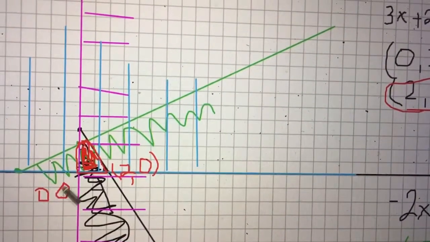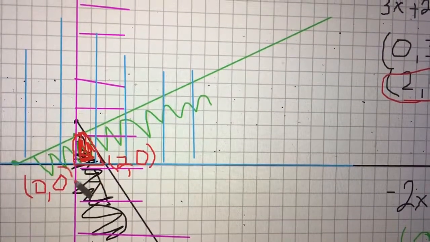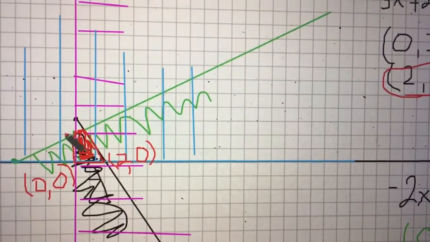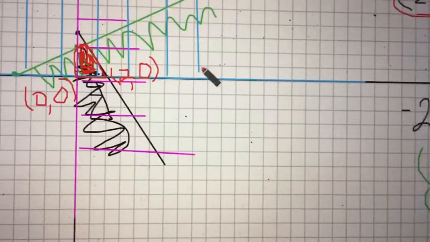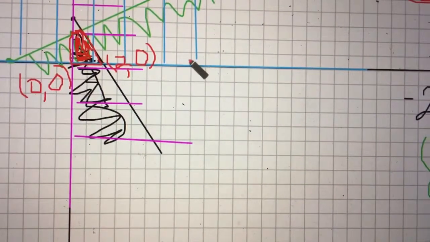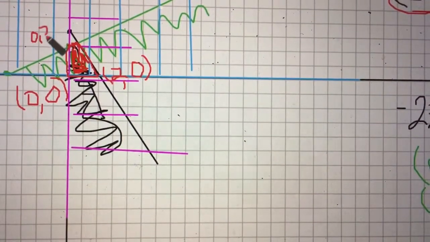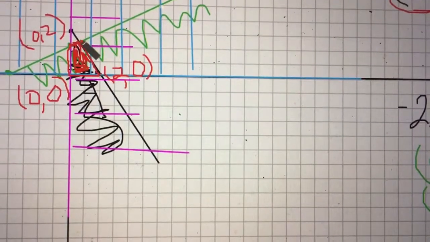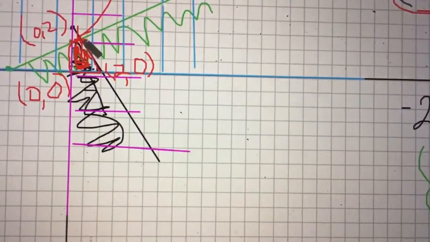Okay, and then we've got to find out what this point is. So this point right here would be the y-intercept of the green line. And the y-intercept of the green line was a 2. So we already know that point is 0, 2. Okay, so we know 3 of the 4 intersections. What we don't know is this one right here. We don't know that intersection point.